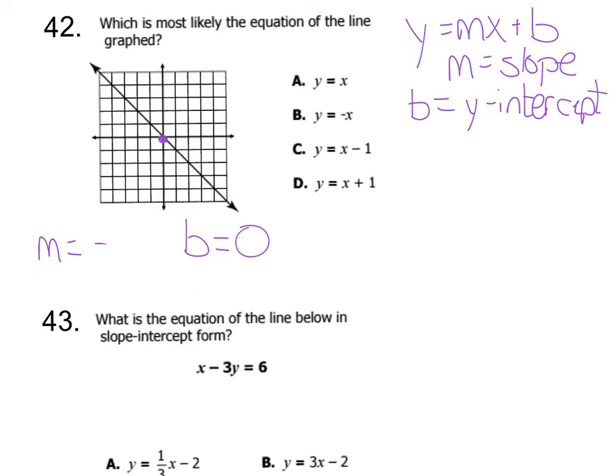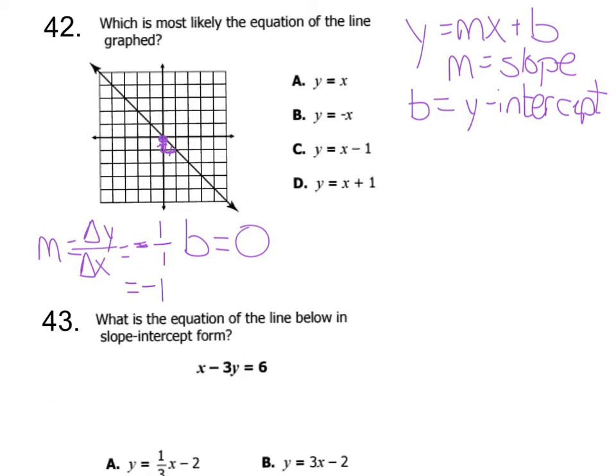So recall when you're finding slope from a graph that we're finding the change in y over the change in x. So we're going to draw our little triangle. The change in y, it's negative because it's going down. Nice negative. The change in y is 1. The change in x is 1, so my slope is negative 1.